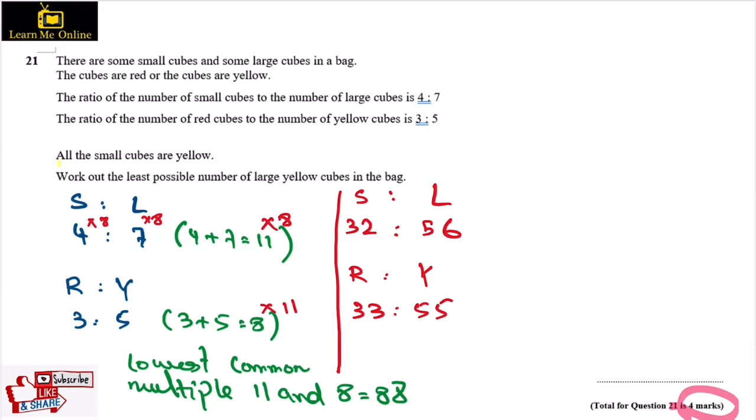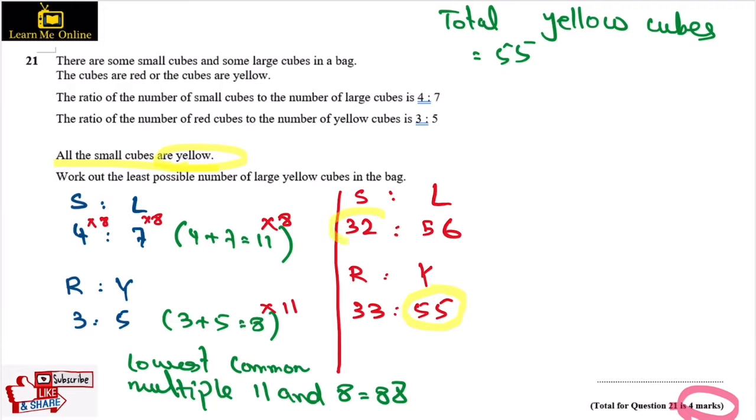This says that all the small cubes are yellow. How many are the yellow cubes? The total yellow cubes is 55. I'm going to write it down here. So total yellow cubes we found is 55. Now, the next piece says all the small cubes are yellow. So it means that whatever the number of small cubes, they all are yellow.